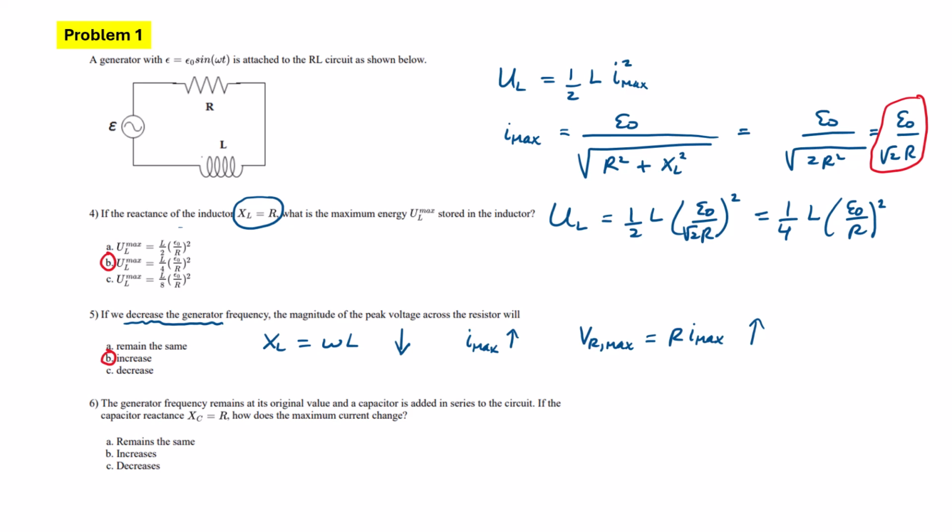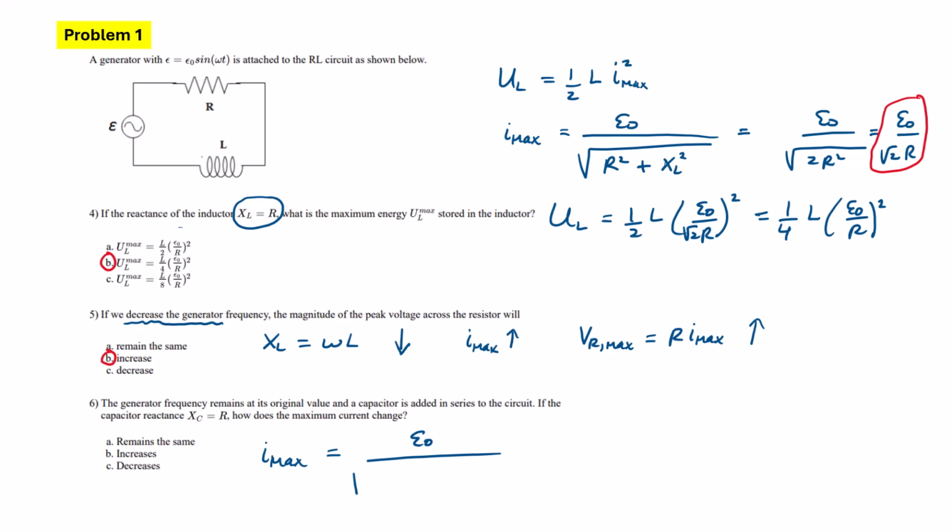Next question says the generator frequency remains at its original value and a capacitor is added in series to the circuit. If the capacitor reactance XC equals the resistance, how does the maximum current change? All right, so in order to calculate the maximum current now, you need to include this additional reactance term.